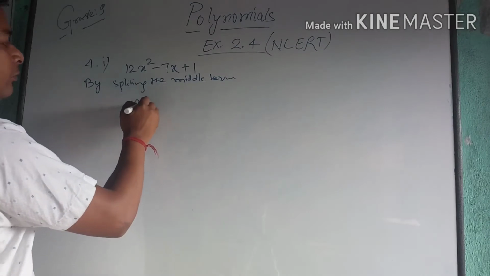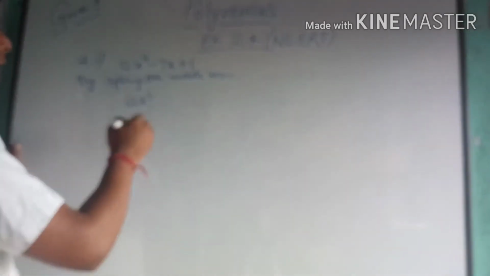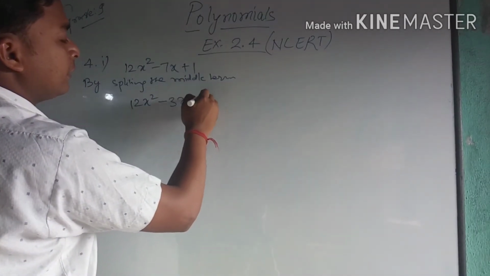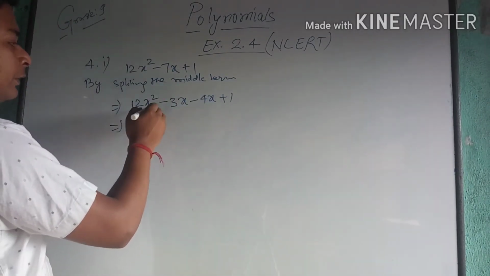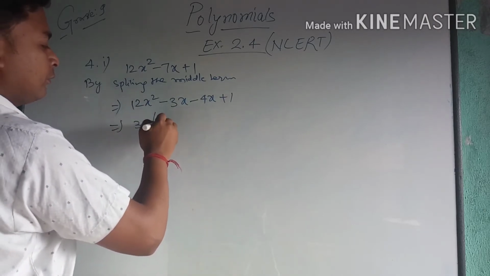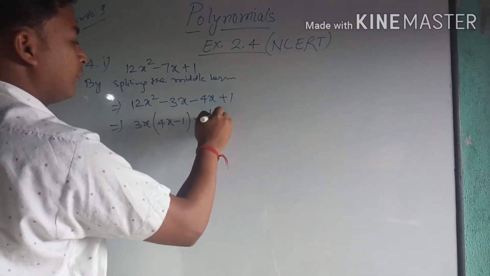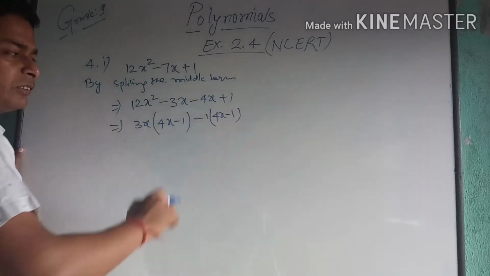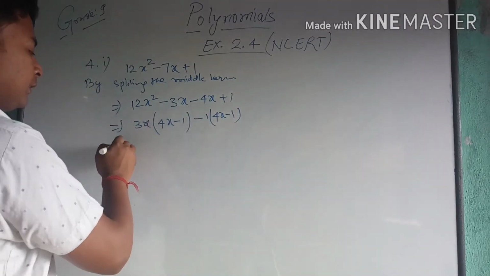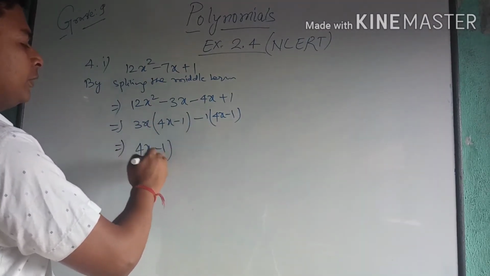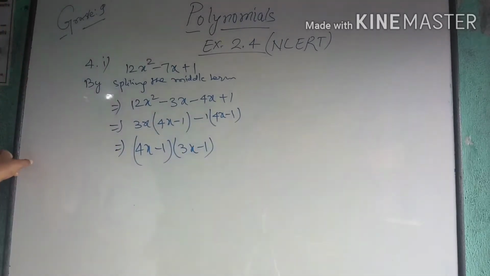This can be written as 12x square minus 7x, and 12 into 1 is 12, so we have to write them as the product of 3x into 4x. This is equal to, now in the first two terms 3x is common, 4x minus 1, again minus 1 is common, 4x minus 1. Here the digits were same, polynomials were same, only there was a change in the sign, so we have taken minus 1 as common. Now 4x minus 1 is common and 3x minus 1. These are the two factors of the given polynomial.